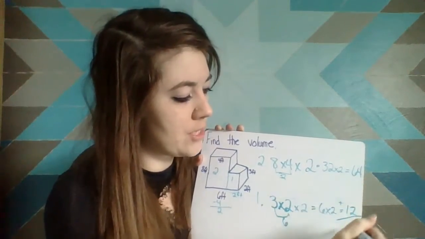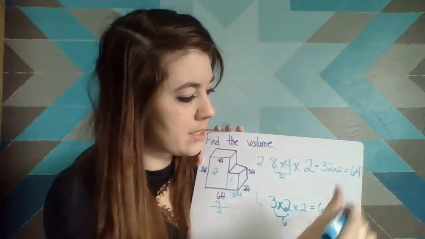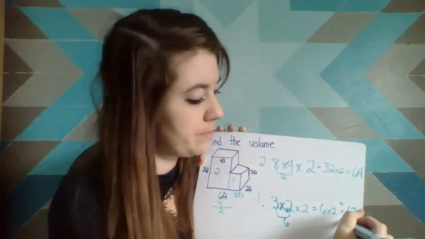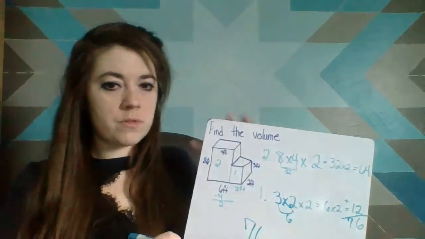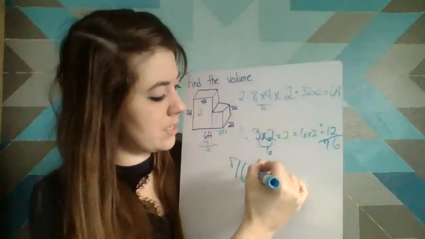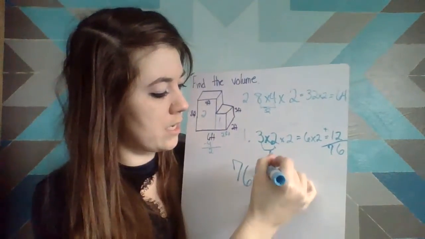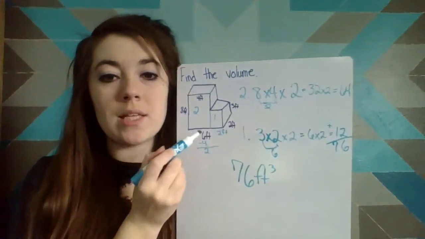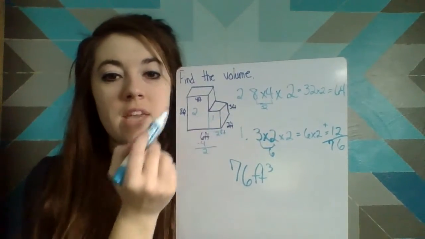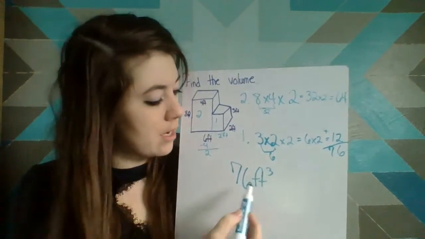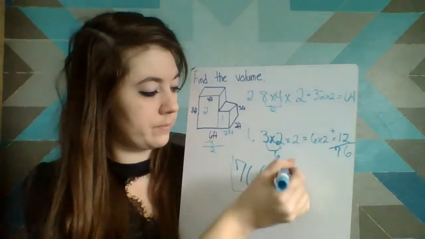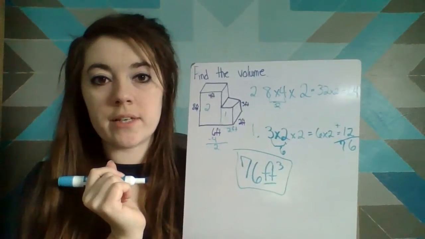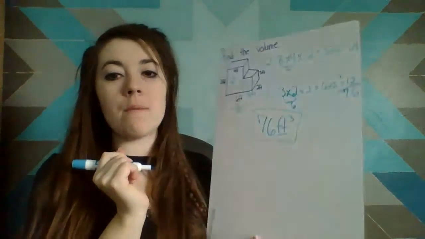So 4 plus 2 is 6. 6 plus 1 is 7. So the volume of this is 76. Whoops, you can't see that. Is 76 feet cubed. Because this one has our dimension of feet, it's telling us what we're measuring this in. We're going to include the feet cubed when we say it. So there's our answer. Like I said, this is all about decomposing these figures.